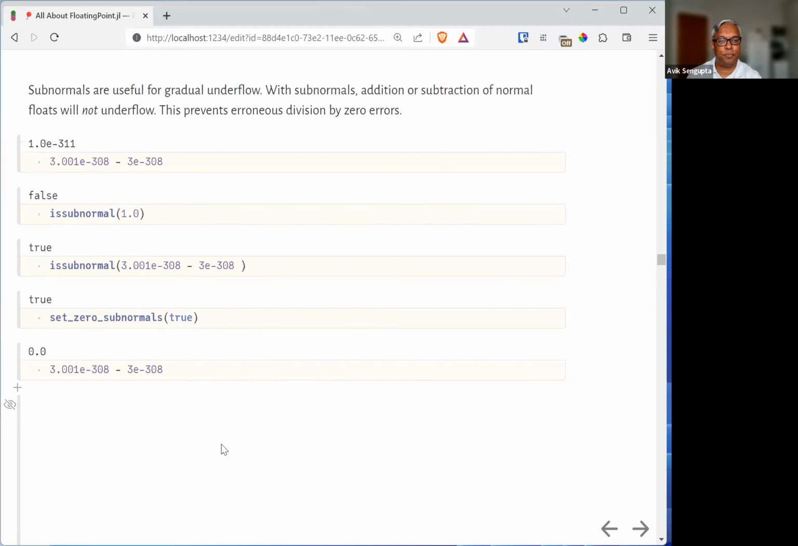Now, why are we talking about it? Because subnormal numbers are helpful for erroneous division by zero errors. If your divisor is very small, sometimes you would normally have got a division by zero error. But if you have subnormals, then you actually get a better underflow. There is a function called isSubnormal, which tells you whether any number is subnormal or not.